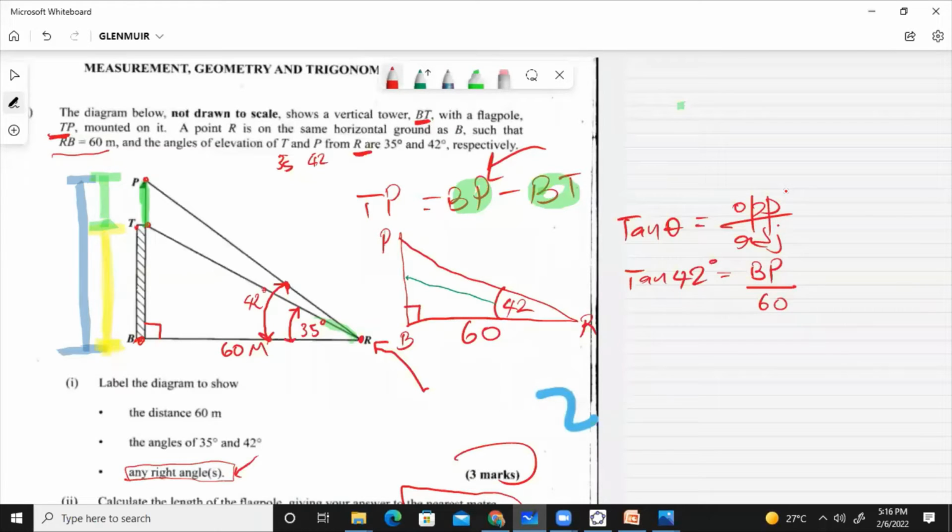Right now, we can just quickly multiply both sides by 60. So let's just do that. I'm just going to write it down here. 60 times tangent of 42 is equal to BP. Now let me just put it here so that we see where it's coming from. It canceled here, but it was left there. So we're going to utilize that to get the answer.